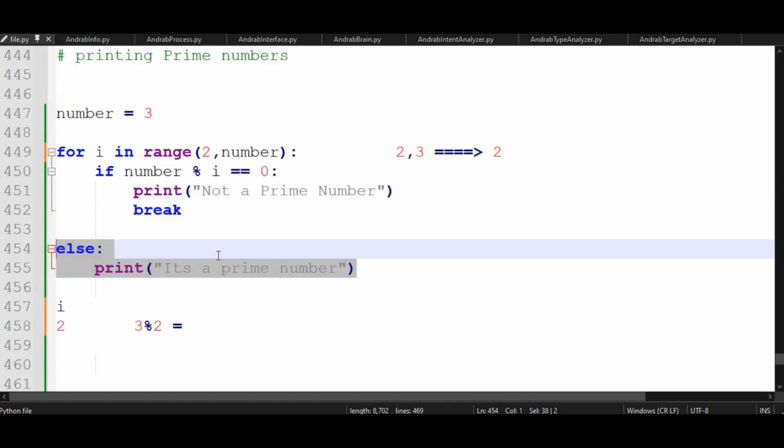So I hope you understand the concept of prime numbers. It's a very common program. Somehow the students find it confusing because they don't understand what actually a prime number is.